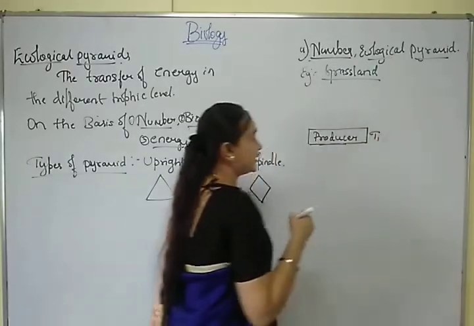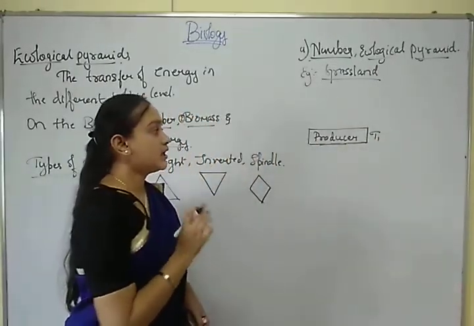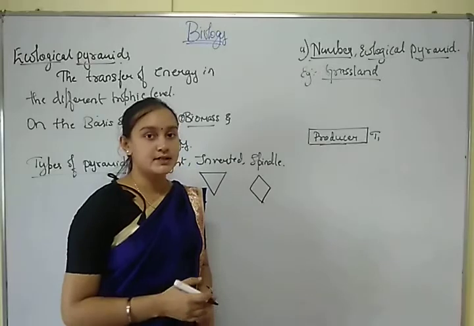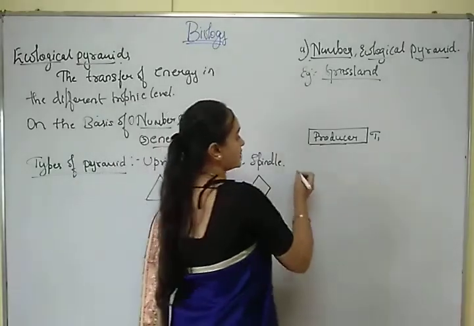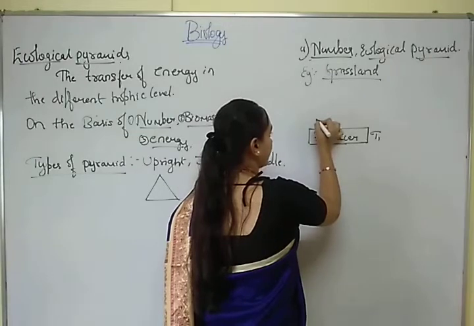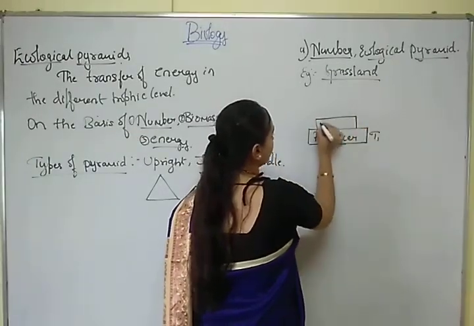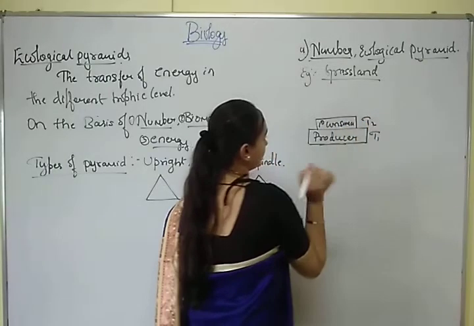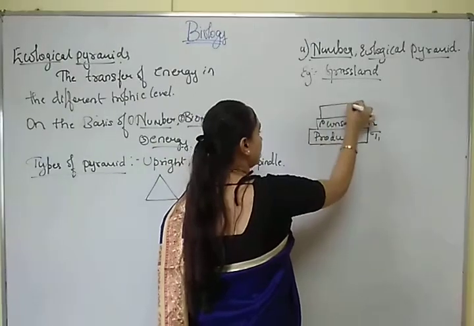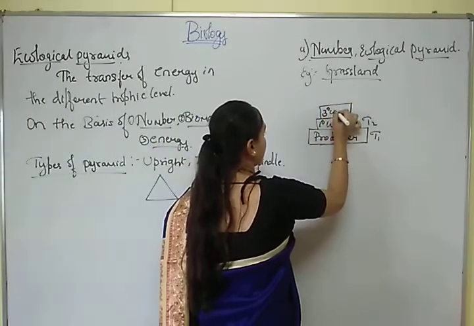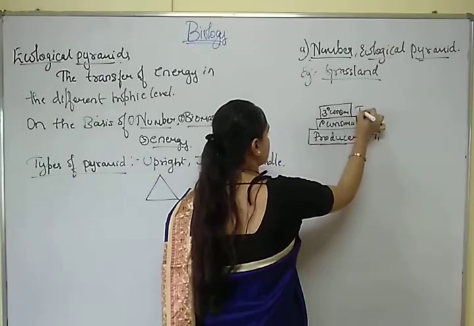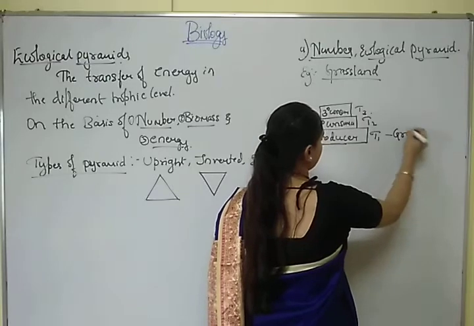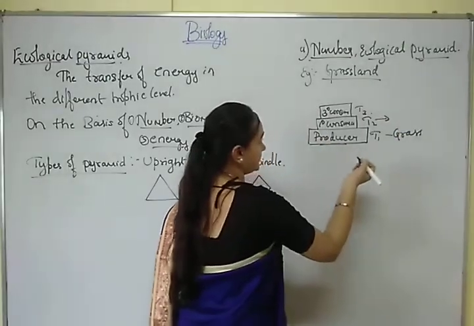This is T1, grassland only. The first trophic level has producers like grasses, herbs, shrubs. This is followed by the primary consumer, which is T2. And followed by this, it is a tertiary consumer, T3. So here the example is grass, and here the example we shall take as deer, and here the lion.